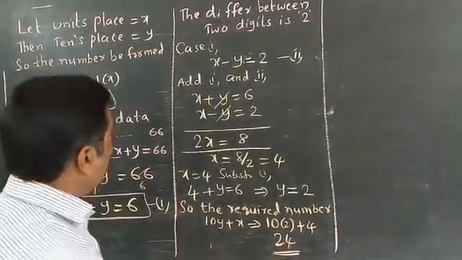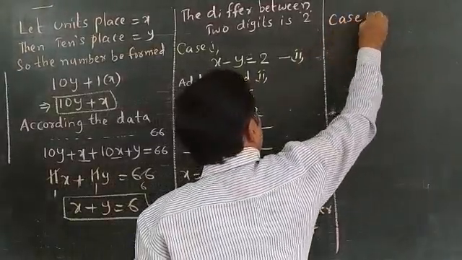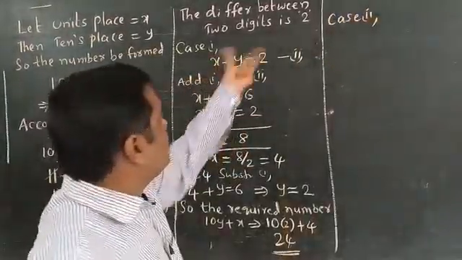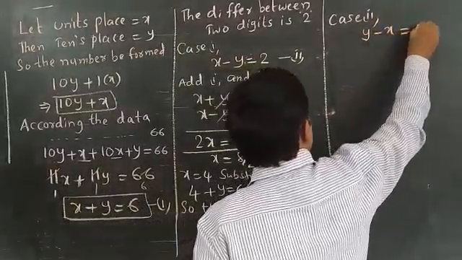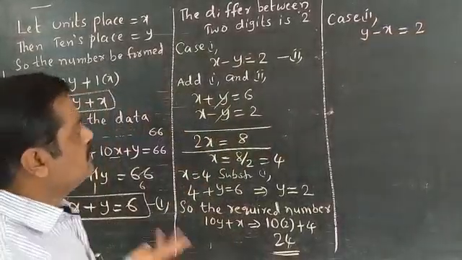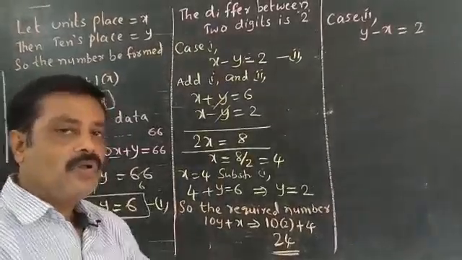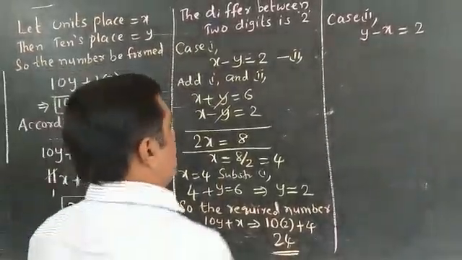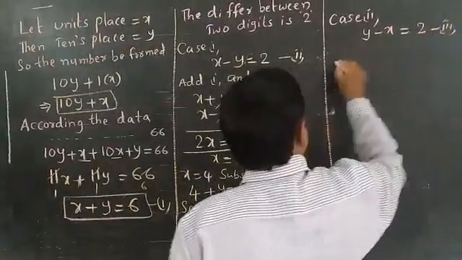Okay, we have case 2 also. In case 2, instead of x minus y, we take y minus x is equal to 2. Why should we take this? Because he did not give any further information. Simply he said the difference between the two digits. Either x minus y is equal to 2 or y minus x is equal to 2. This is treated as the third equation.